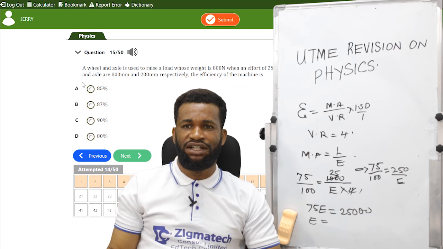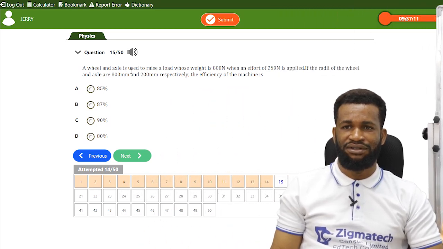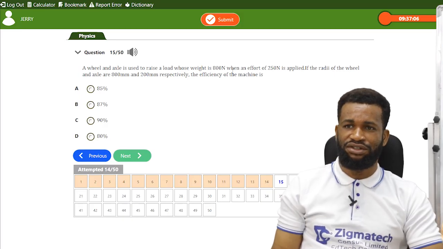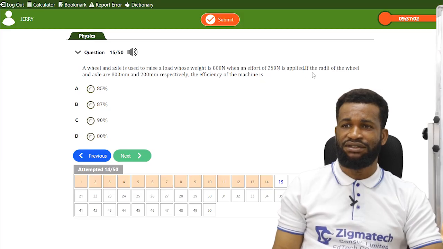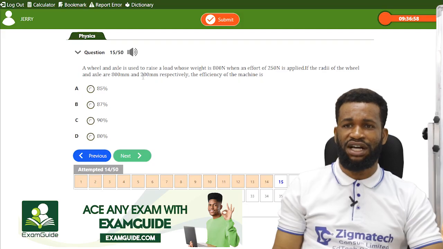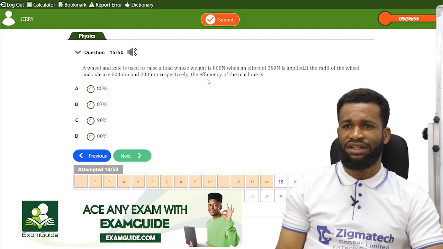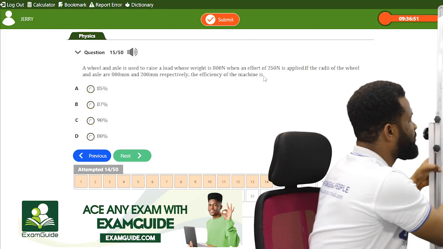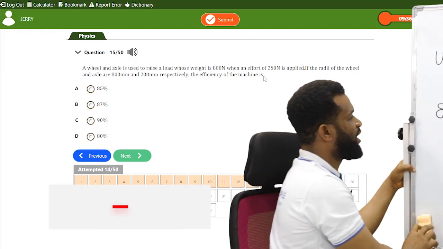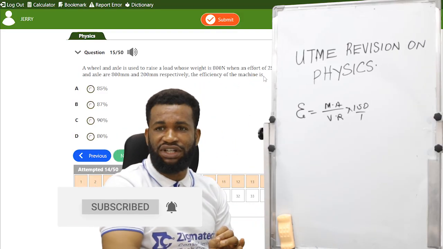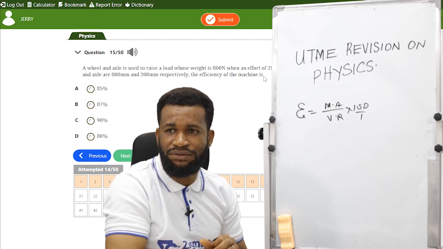Number 15, a wheel and axle is used to raise a load whose weight is 800 Newton when an effort of 250 Newton is applied. If the radii of the wheel and that of axle are 800 millimeter and 200 millimeter respectively, the efficiency of the machine is. So we are still on the formula for efficiency, and this is still the general formula of efficiency. So what we are going to do is model this formula depending on the question we have.